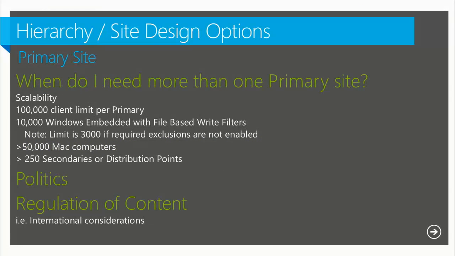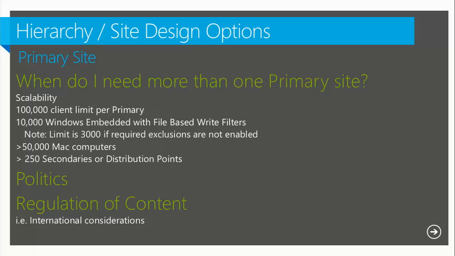So let's talk about a primary. When do you need more than one primary? Who in here has more than 100,000 clients? 2. All right? Congratulations. You automatically get a second primary. You automatically get a CAS. Have fun. Who in here has more than 10,000 Windows embedded? Really? Wow. I did not expect one hand. I got one hand back there. Who's got more than 50,000 max? 25,000? 10?